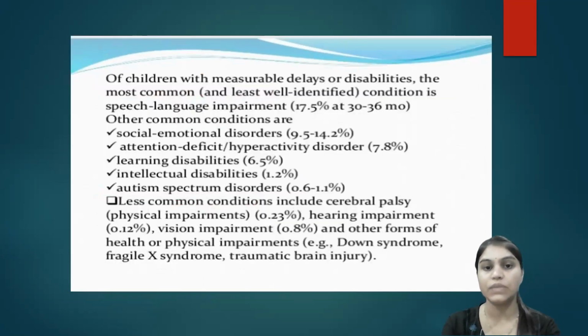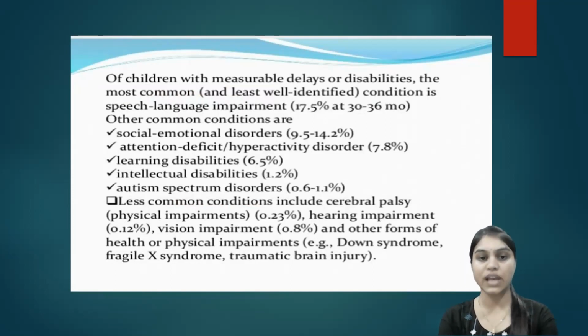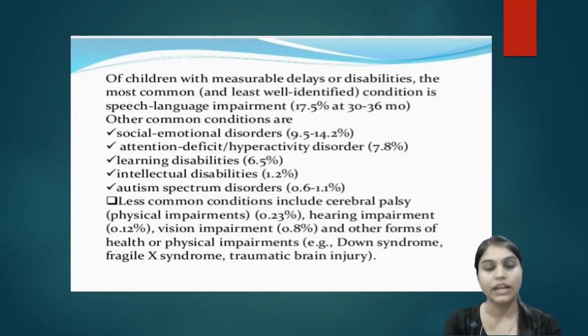Of children with measurable delay or disabilities, the most common identified condition is speech language impairment, 70.5% at 30 to 36 months. Other common conditions are, first, social emotional disorder, 9.5 to 14.2%. Second, attention deficit hyperactivity disorder, 7.8%. Third, learning disabilities, 6.5%. Next, intellectual disabilities, 1.2%. Next, autism spectrum disorder, 0.6 to 1.1%.